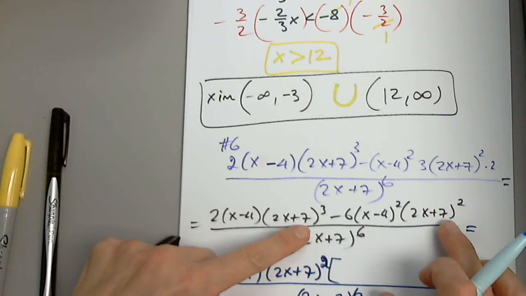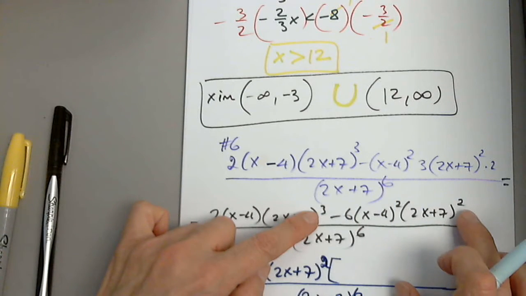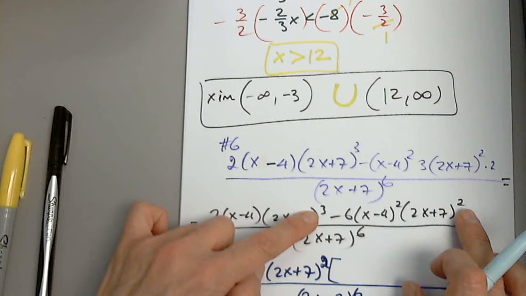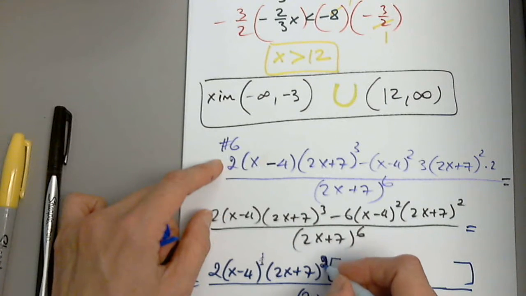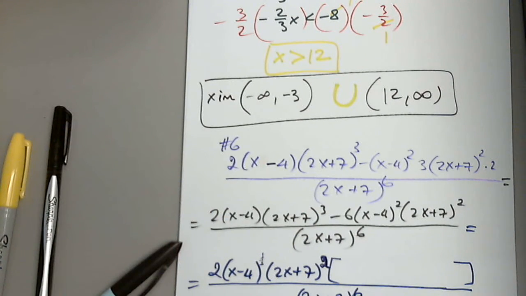Then I'm looking at 2x plus 7. This is power 3 and this is power 2. I have to choose the smallest. That's the reason why I have 2. And now I'm asking myself what is left in brackets. From the first term, 2 is out, x minus 4 is out, and how many of these are out? 2. From 3, 2 are out, so there is 1 still left inside. So I have to write 2x plus 7 inside the bracket. 2x plus 7.